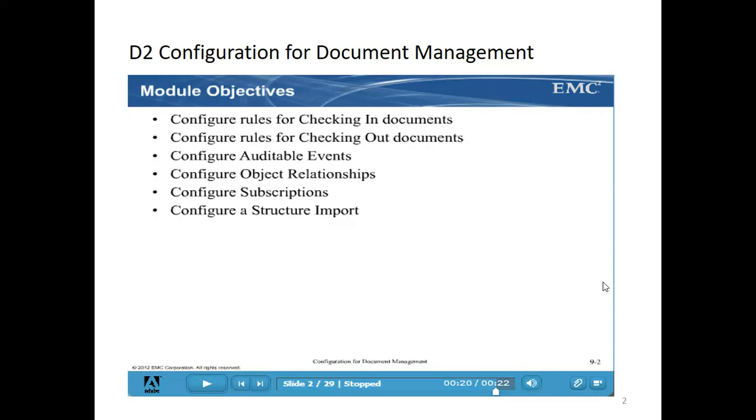First will be configuring rules for check-in document. For example, when we're trying to configure the check-in, some document needs to be versioned as minor or some document needs to be versioned as major. So those configurations we can set up using check-in rules. In checkout rules, we can set some conditions like only the current document needs to be checked out, remaining documents cannot be. So in that case, we need to set some dialog messages.